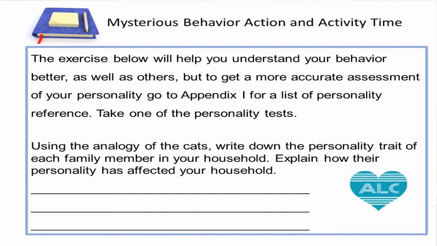Your next exercise will help you understand your behavior better, as well as others. But to get a better, accurate assessment, again, personality, take the test. Use the analogy of the cat and write down personality traits of each family member in your household. Explain how their personality has affected your household.